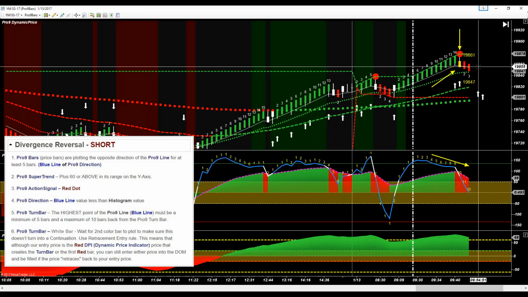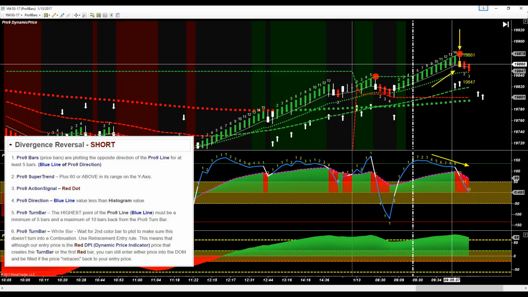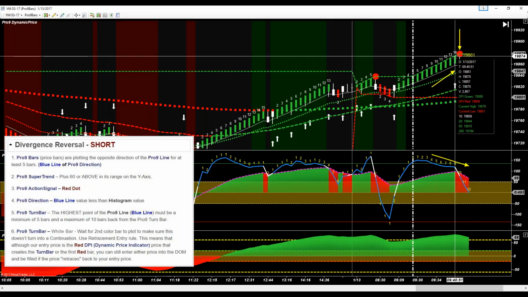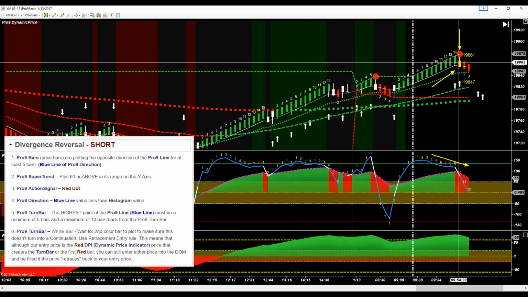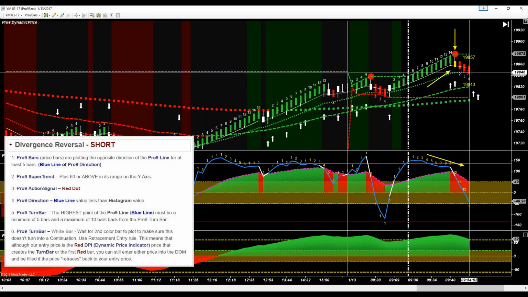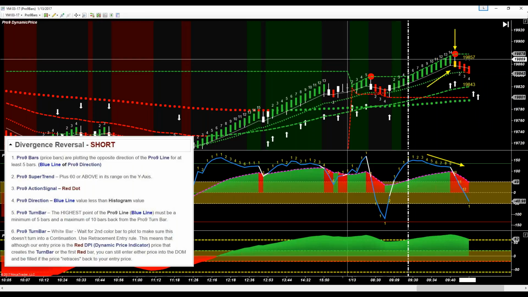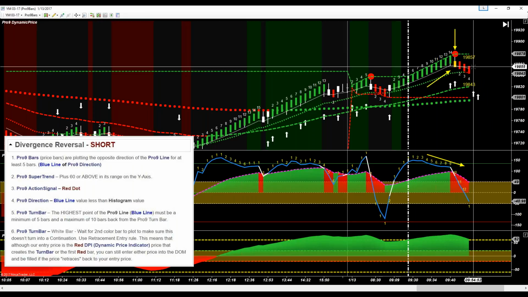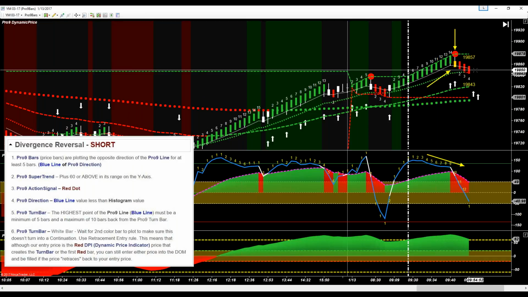So we see that our second color bar does plot. And now we can attempt for our retracement back to the turn bar entry price, which in this case would be 19,854. And we can check if this does retrace far enough to get our original entry. And the good thing about going for retracement entry at this point is that before this bar even closes, we'll hit our profit target. So if you're not using an ATM, you may have to just watch the price a little closer so you know when to adjust your stop.